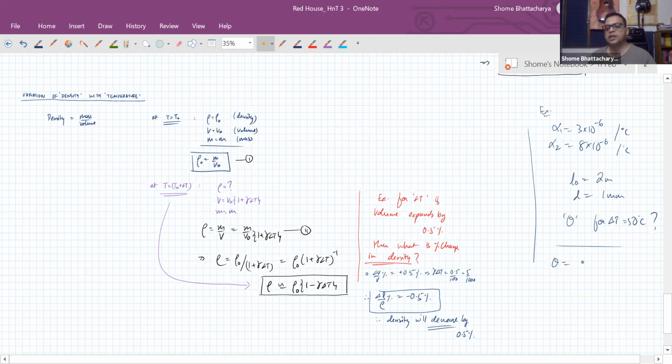The angle will be L naught upon D into alpha 2 minus alpha 1 into delta T. So 2 upon 1 into 10 raised to the power minus 3, into 5 into 10 raised to the power minus 6, into 50. Whatever angle we get, this will be the angle in radians. Later an angle in radians can be converted to an angle in degrees by multiplying it by 180 by pi, and it comes in degrees.